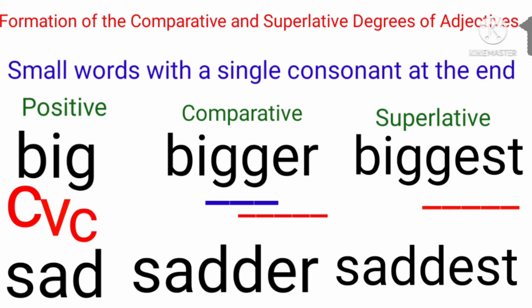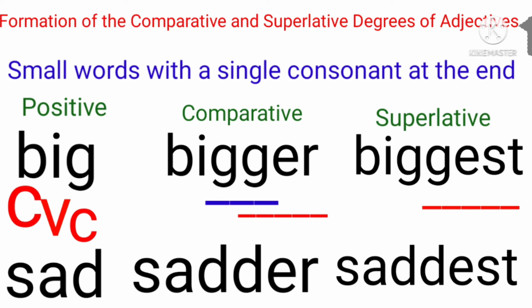Like here it is written sad. Again you can see D is a consonant, A is a vowel, S is a consonant. And when you are doing comparison among 2 things, it will become sadder. It means the last letter D will come 2 times and you will add er with it. And if you are doing the superlative degree, what will you add? You will add est, and the last consonant letter will be doubled. It means it will come 2 times. So saddest is the superlative form of the adjective sad.